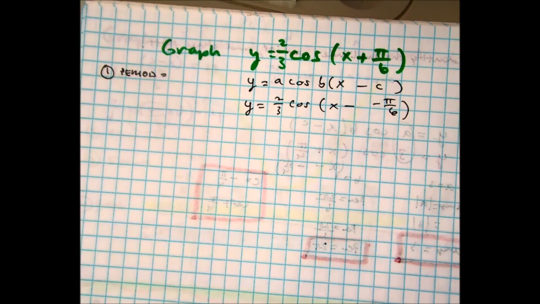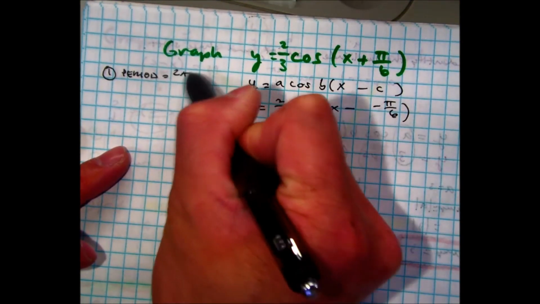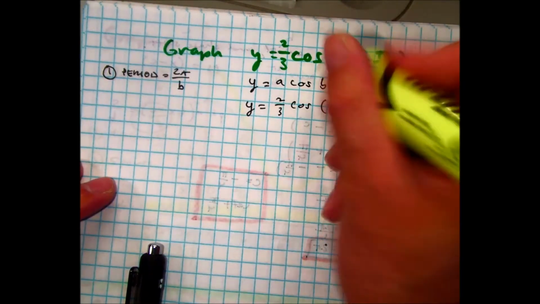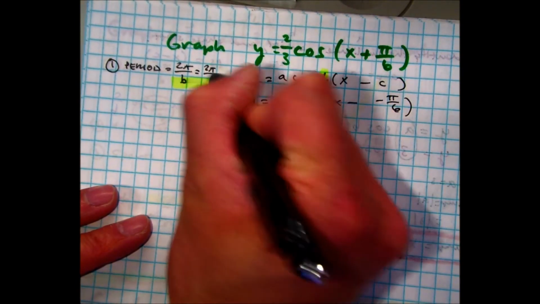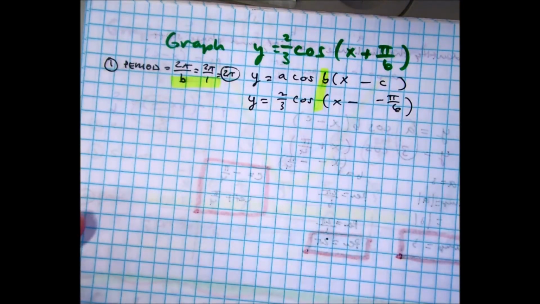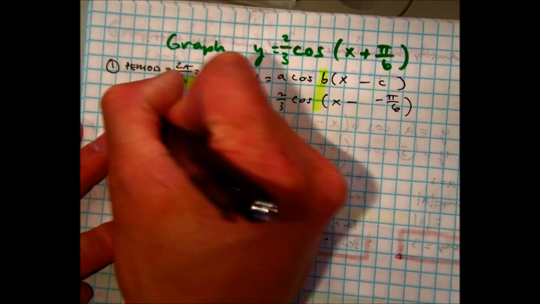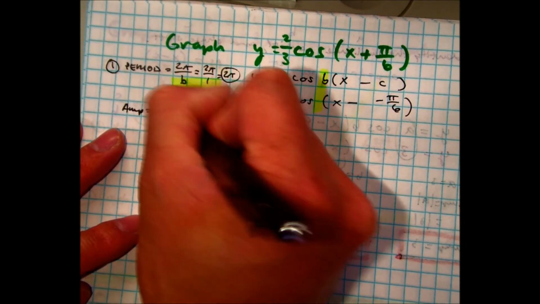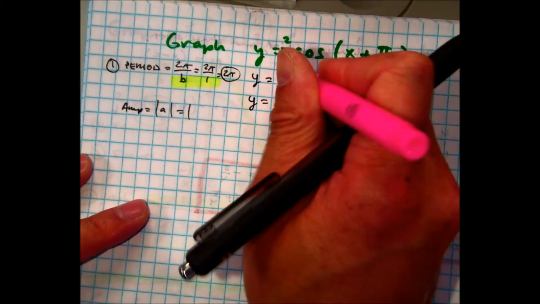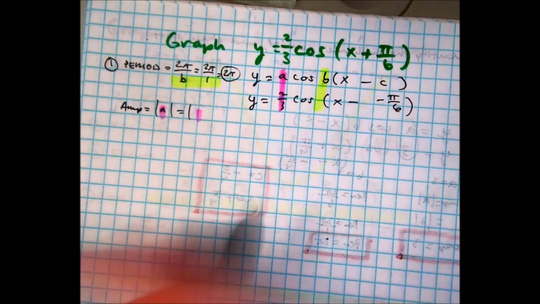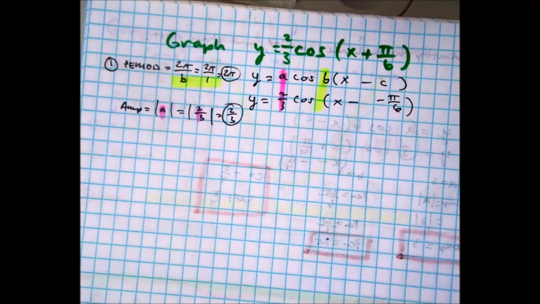Class, the period uses which equation? 2 pi over b. So I need my b value, which is what number? So 2 pi over 1. My period: my graph will start and finish by a length of 2 pi. My amplitude is the absolute value of a. What is our a value? 2/3. So I have an amplitude of 2/3.